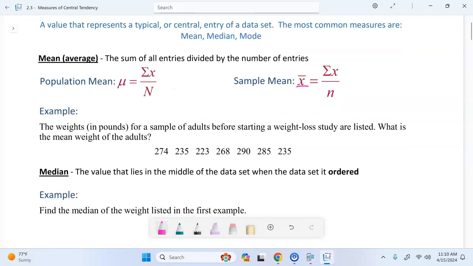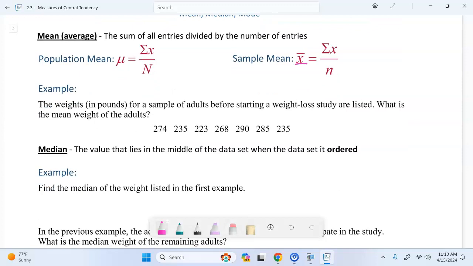So when we are looking at finding the mean, we have an example of weights for a sample of adults before starting a weight loss study, and we want to find the mean weight. First, am I going to have a population or a sample mean? What tells me that's going to be a sample mean? It says sample. It is a sample of adults. So what's the first thing I need to find in order to get my sample mean? Add them all up. What's our sum?